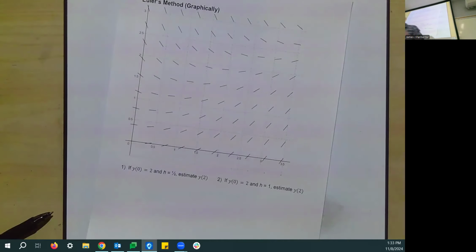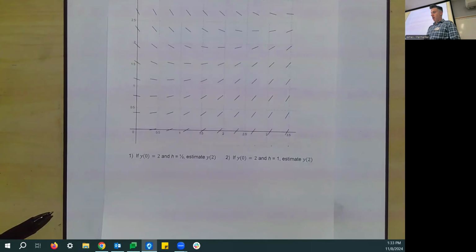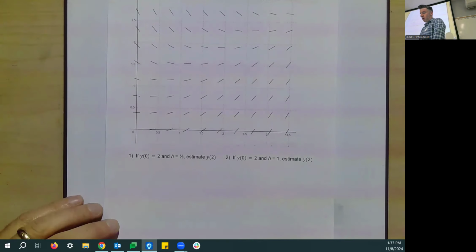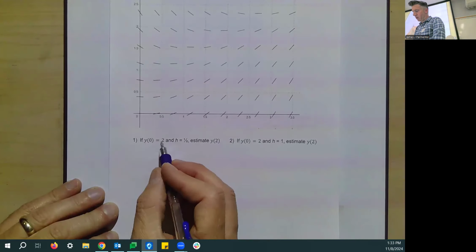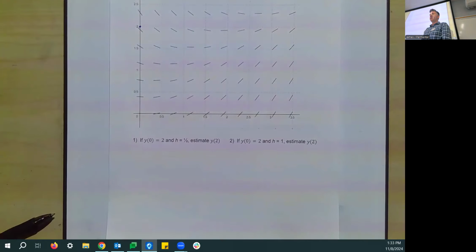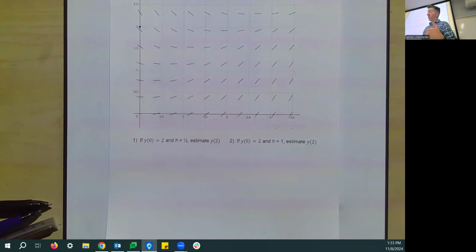All right. So Euler's method, just to make sure you really all know what's going on. I know we talked about it a little bit last time, but I really want to make sure that you guys are clear with what's happening. So the whole idea here is, and we're going to do this graphically, and then we'll talk about how you could do it without graphing. If I'm starting at y of 0 equals 2, I'm trying to estimate y of 2.